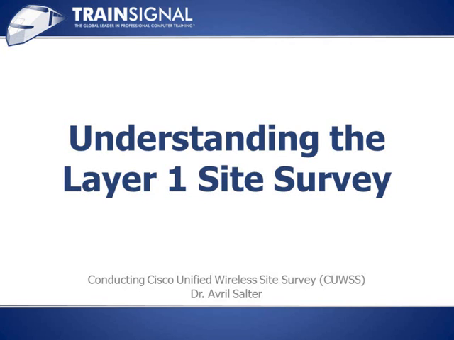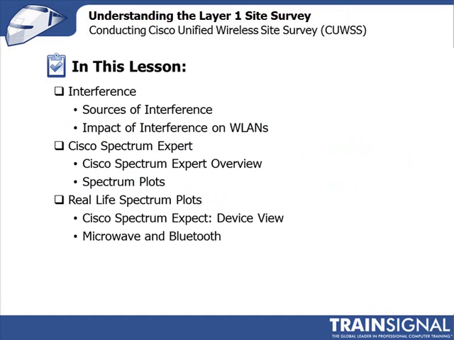In this lesson, we're going to look at the concepts behind doing a site survey. So a Layer 1 site survey is all about assessing the RF environment and then selecting the best channel to deploy your access point on. So we're going to start by talking about interference. What are the different sources of interference that happen in the 2.4 and the 5 gigahertz band, and what's the impact of that on a wireless LAN performance?